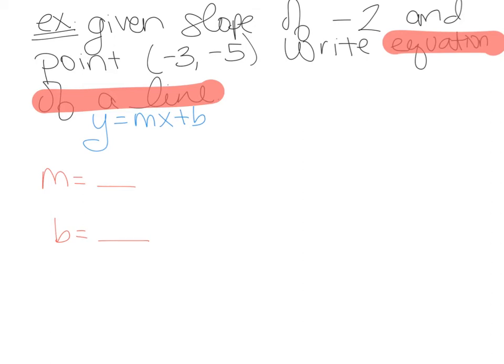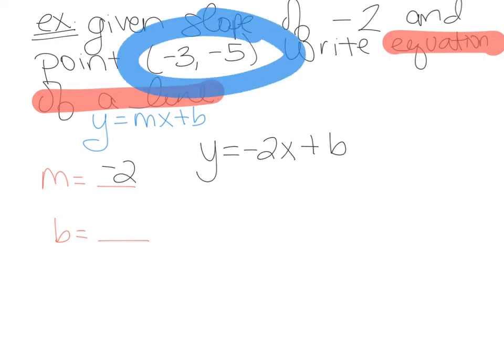What's this problem tell me about m? It tells me m is -2. What's this problem tell me about b? Well, nothing. So I got to write down what I know. So what am I going to do to find b? I'm going to take this ordered pair, -3, -5, and I'm going to plug them in for x and y.